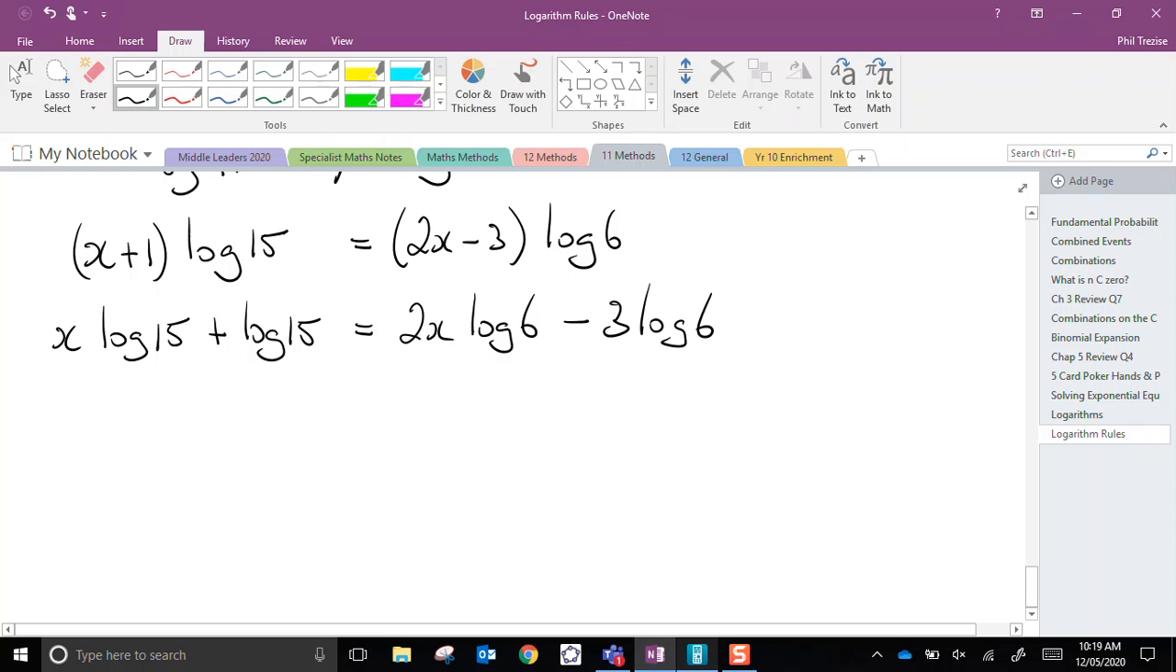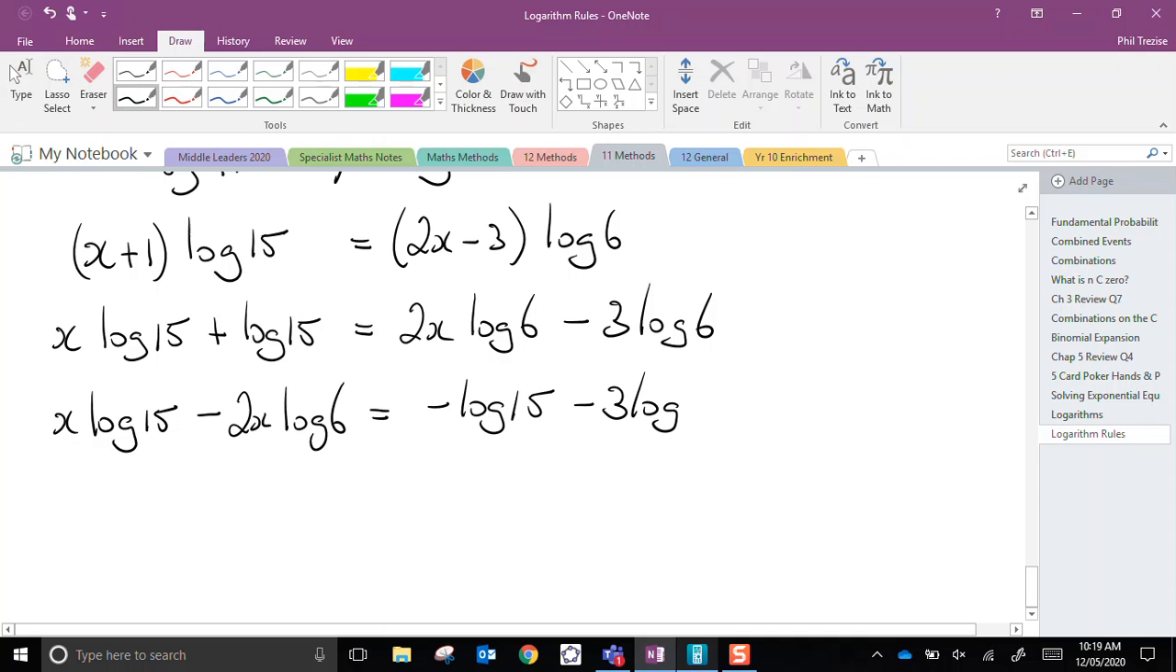Now let's group together like terms. So terms that have pronumeral x, I'll put to the left. x log 15 is already there. I'll transpose this one, 2x log 6, minus 2x log 6. Now I'll transpose this, which is just a number, so it's negative log 15, and I still had minus 3 log 6.